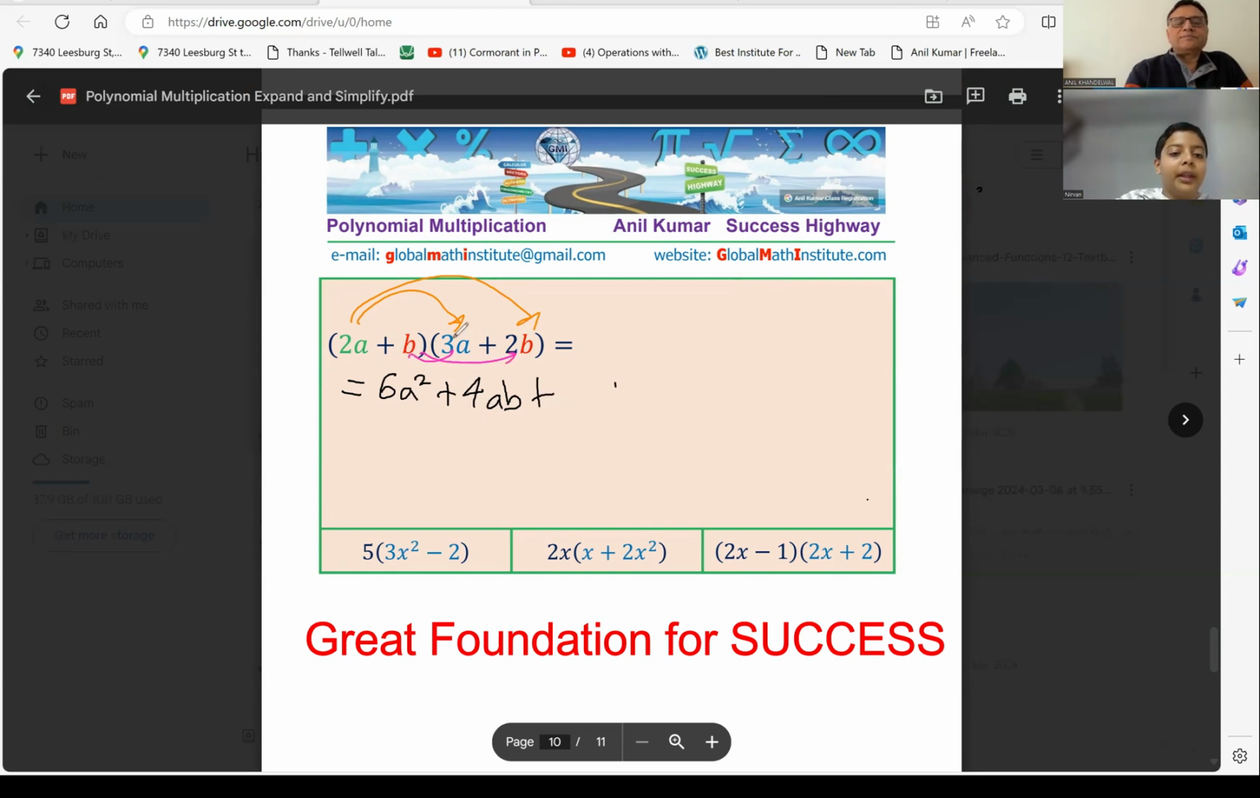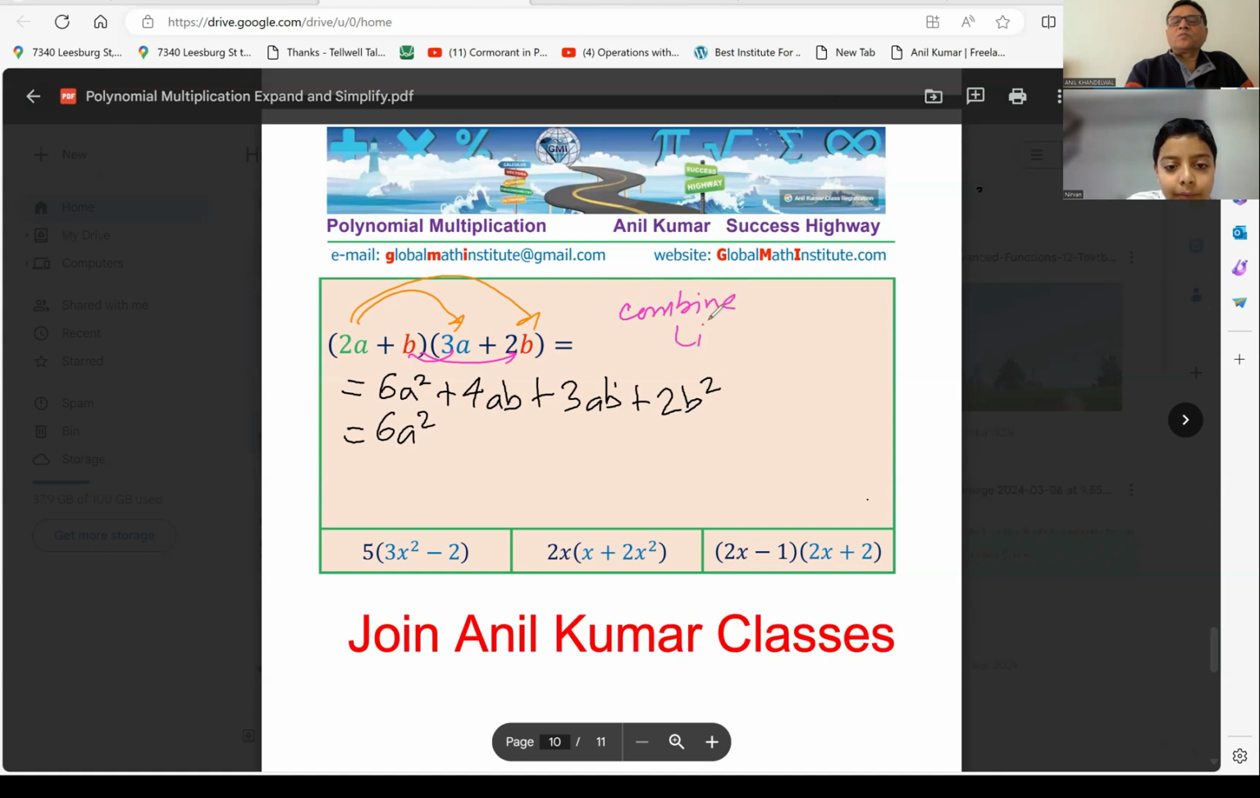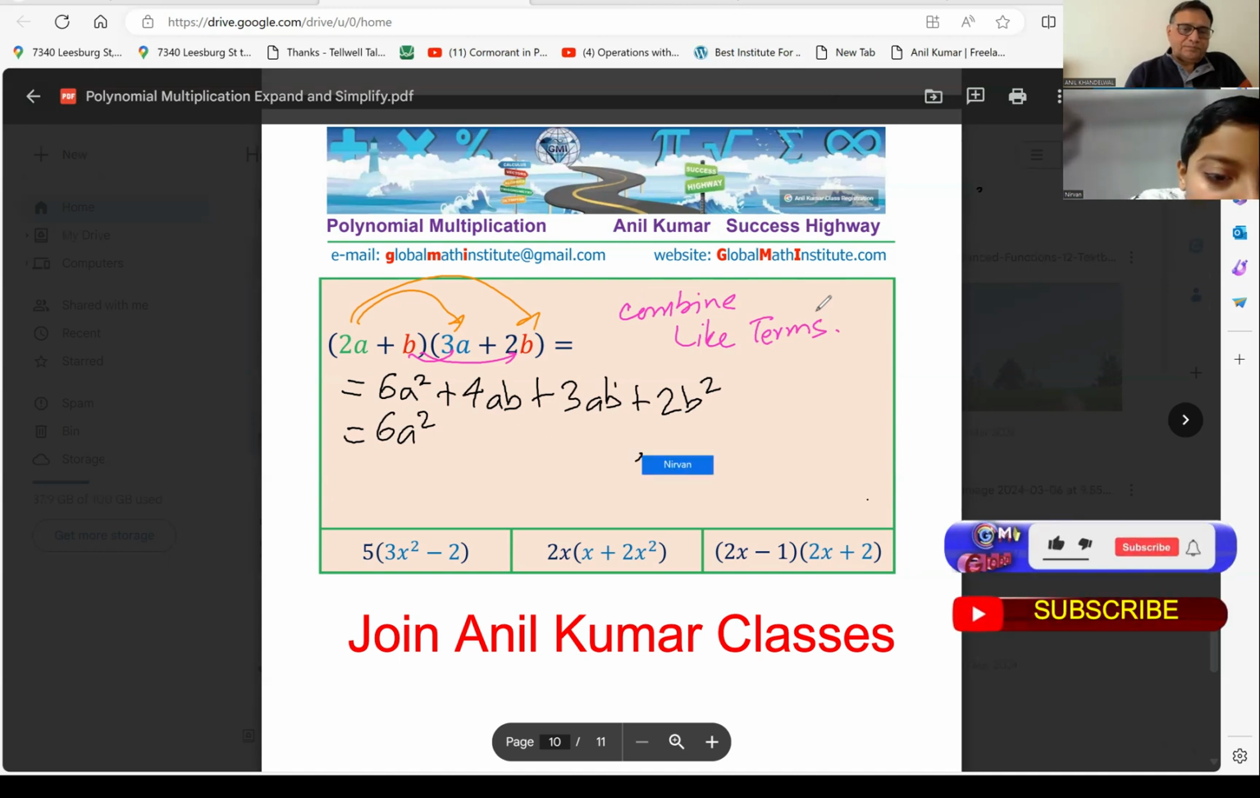So B times 3A is going to be 3AB, plus B times 2B is 2B squared. Excellent. Plus, can you combine? Oh yeah, you can, because they're ABs, right? So combine like terms. 4AB and 3AB.